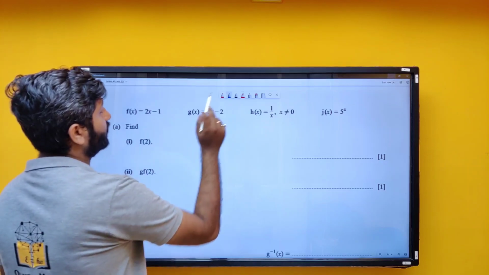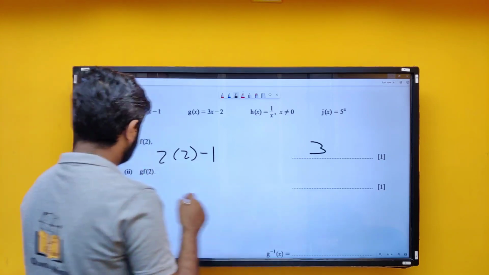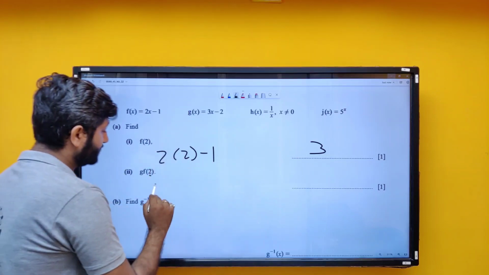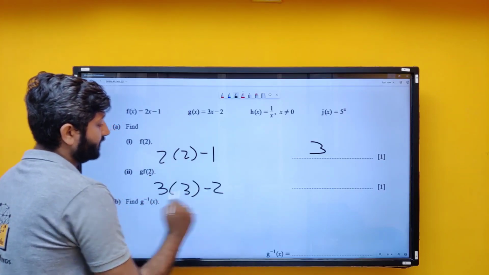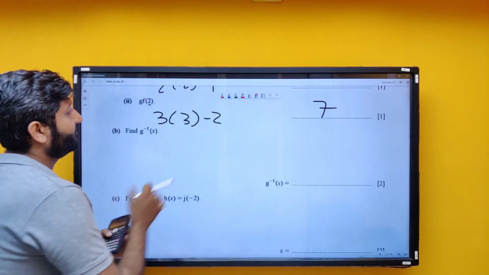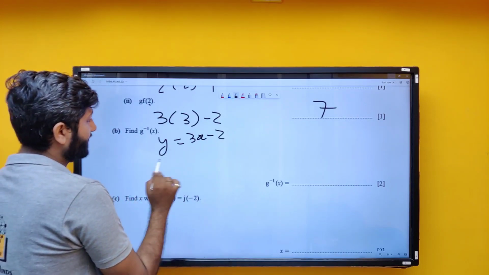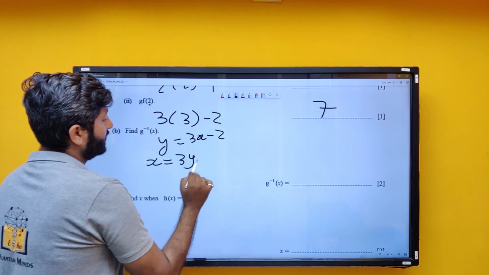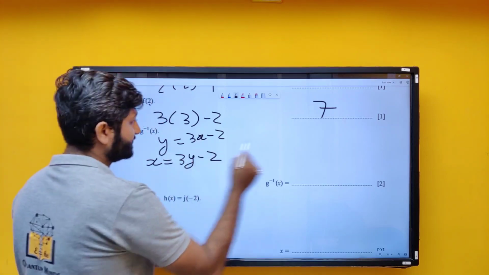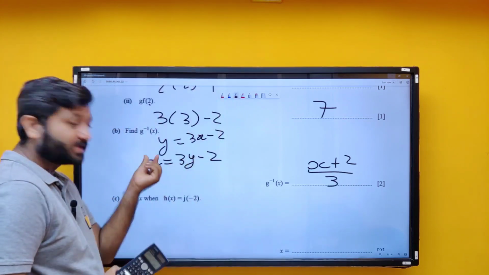Okay, find f of 2. f of 2 is 2 into 2 minus 1. So 4 minus 1, 3. Find f of g of f of 2. So f of 2 is already 3. So I substitute this value into g. So 3 into 3 minus 2, 9 minus 2, 7. Find g inverse of x. Okay, so if I have y equals 3x minus 2, let me swap x and y. So I have x equals 3y minus 2. Now I'll have to make y the subject of the formula. So I have x plus 2 divided by 3. x plus 2 divided by 3.